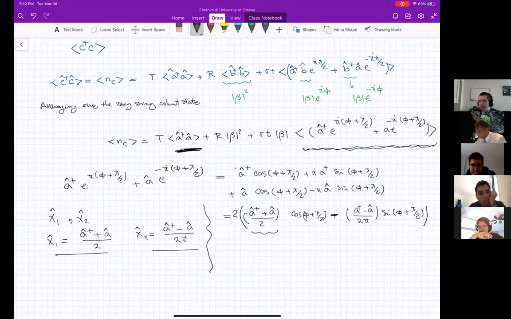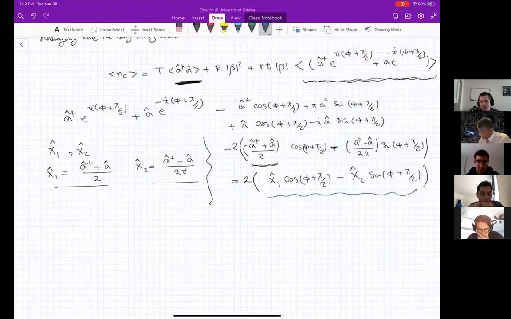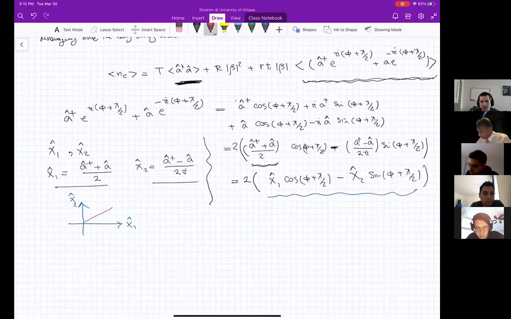Okay, what is this? Manuel? This is a displaced state, basically. No, no, no. Don't go fast. So what is this one? X1. X1, lovely, cosine of phi plus pi divided by 2. And what about the other one? It will be x2, x2 sine of phi plus pi divided by 2. So what is the entirety of that? Do you remember that we had x1 and x2? This seems like I am rotating to phi plus pi divided by 2.